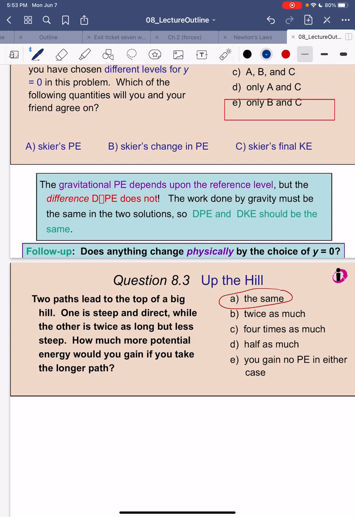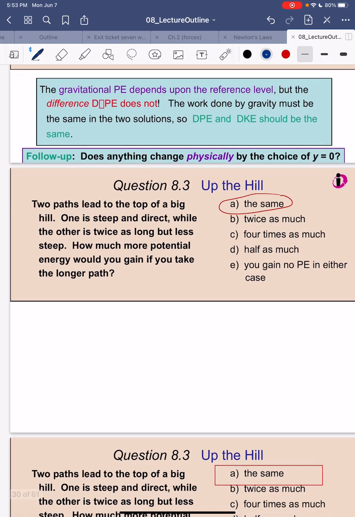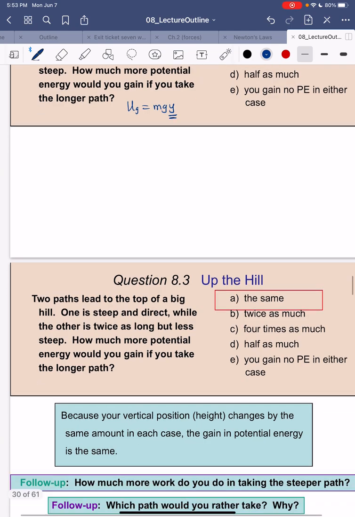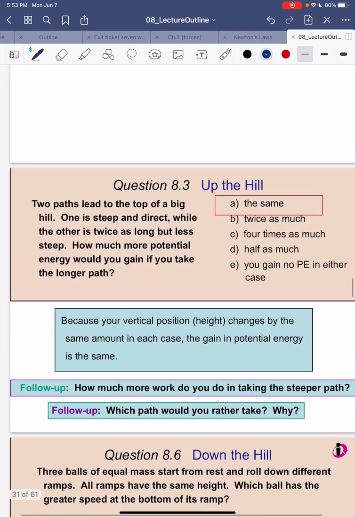And here I have two paths that lead to the top of a big hill. One is steep and direct, while the other one is twice as long but less steep. How much more potential energy would you gain if you take the longer path? Remember the equation that we are using for UG, it is mg times y. Then it depends just on the vertical distance. Okay, then the vertical position changes by the same amount in each case. The gain in potential energy is the same.